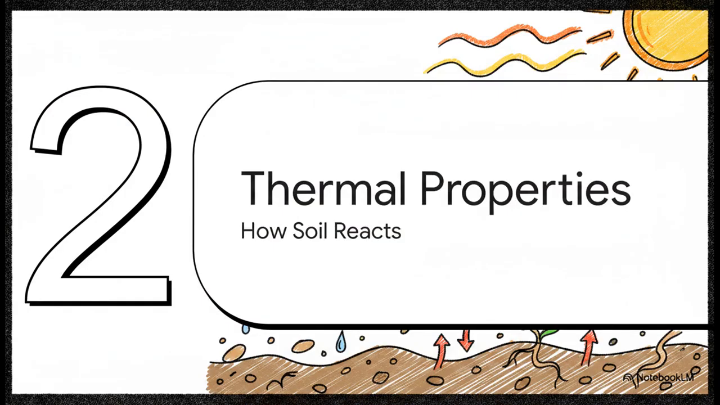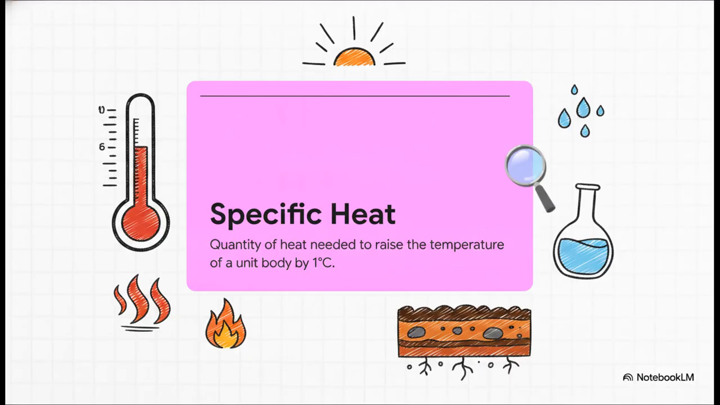Section 2. Soil thermal properties. Once that solar heat finally breaks through the surface, how the soil reacts depends entirely on its unique thermal properties. To really understand this, we first have to define specific heat. Think of specific heat as a measure of how stubborn a material is when you try to change its temperature. By definition, it's the quantity of heat required to raise the temperature of a unit body by exactly 1 degree Celsius. And crucially, we always measure this in relation to the heat capacity of water.